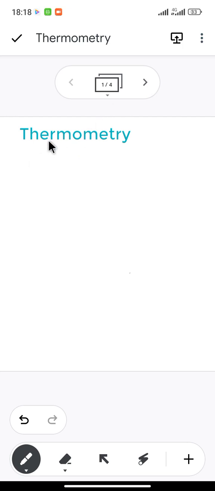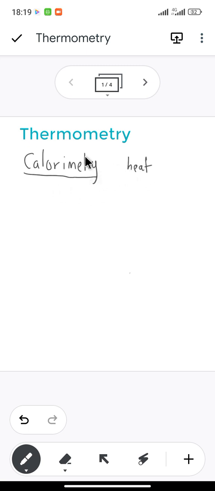Alright, so in this video, we're going to talk about thermometry. Now, there are some things we need to talk about first. There are some minor terms we need to discuss or describe. So, the first is a calorimeter or calorimetry. Now, calorimetry is just the branch of science that deals with the measurement of heat. So, when you talk about measurement of heat, you're talking about calorimetry.